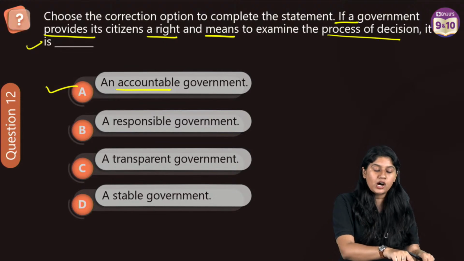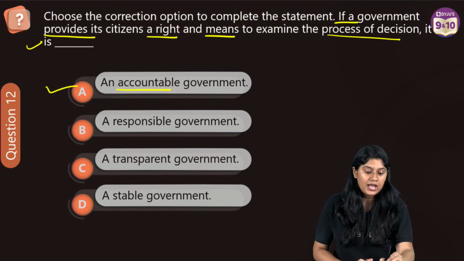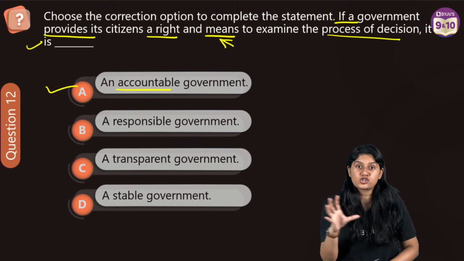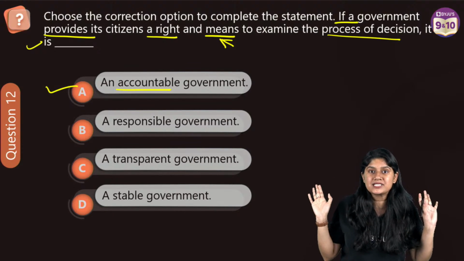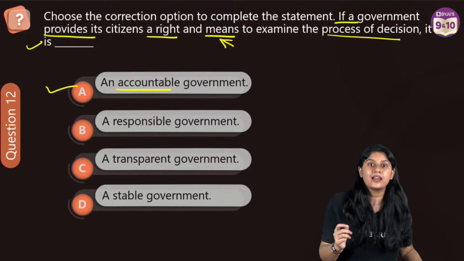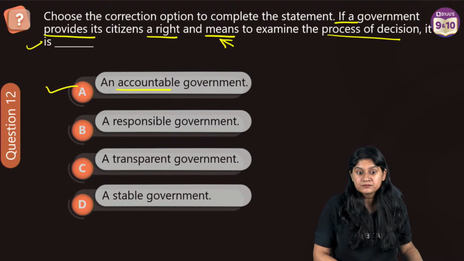So when the government is providing the rights to a citizen and the means to examine the process and the discussion altogether, it is a government which is accountable. It's not that the government is saying, now you cannot judge us, or now you cannot question us. You can, right? They are accountable for it. So everyone, are we clear?